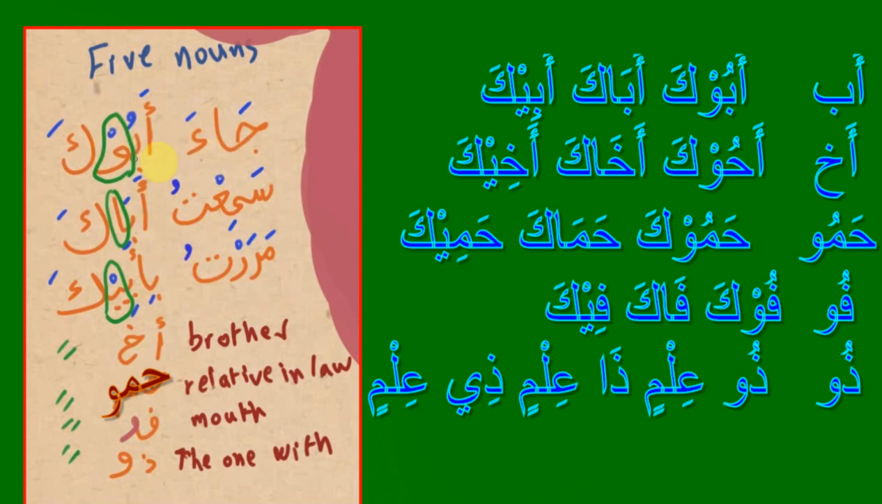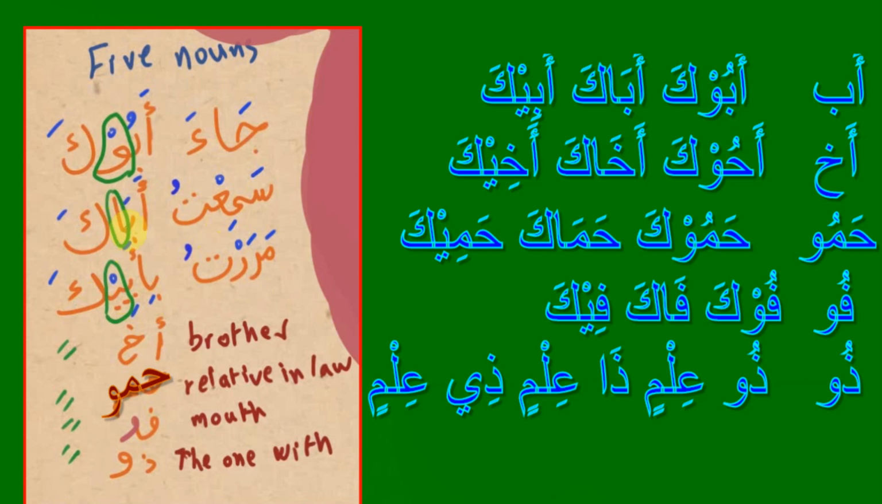جاء أبوك, your father came. سمعت أباك, I've heard your father. مررت بأبيك, I passed by your father. So notice this ya here. When there's a preposition before the word father, ab, it took this ya to show its position. This here, when it's the object of the verb.